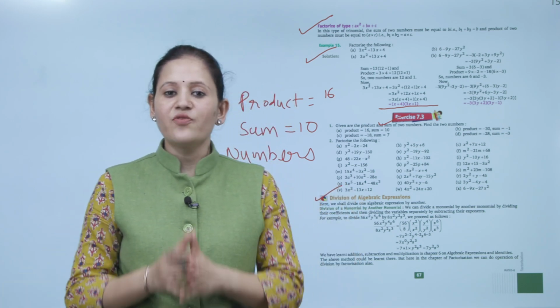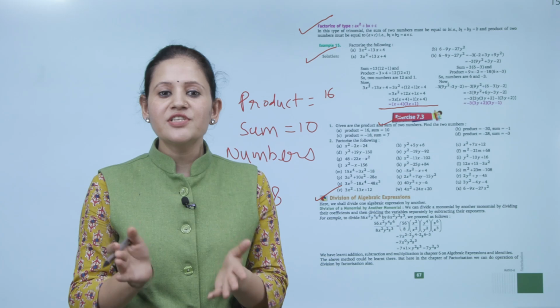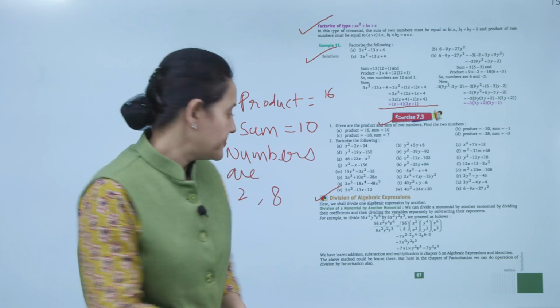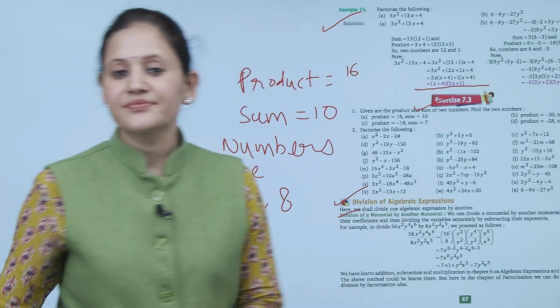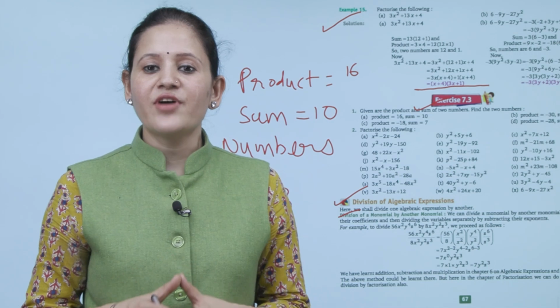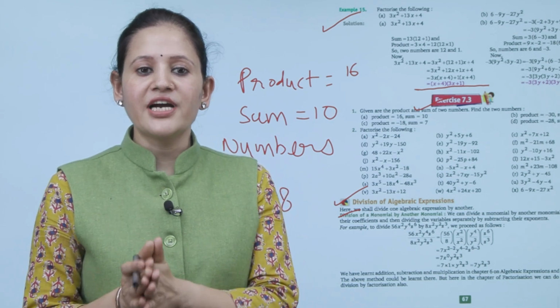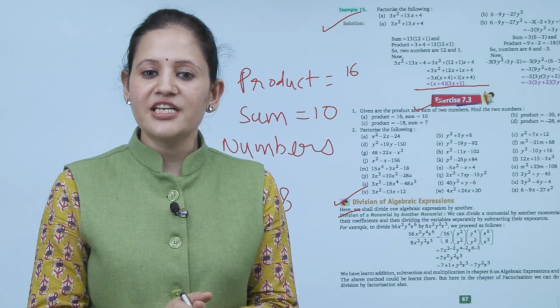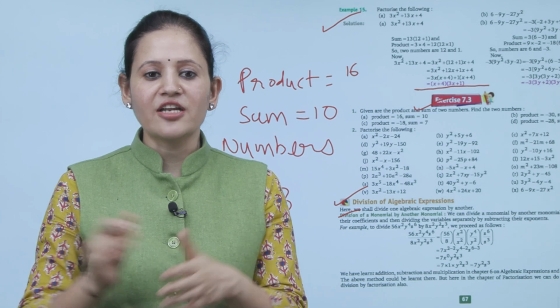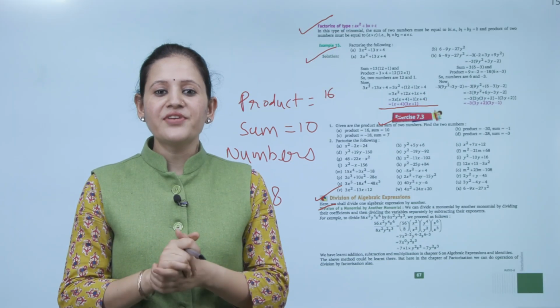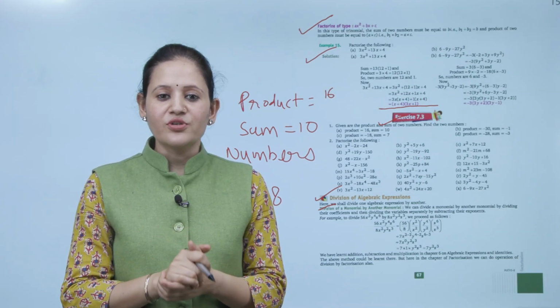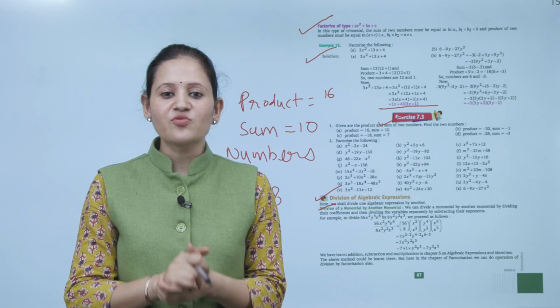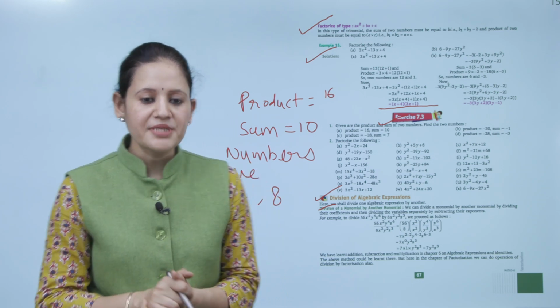Here we shall divide one algebraic expression by another. Division of monomial by another monomial. We can divide a monomial by another monomial by dividing their coefficients and then dividing the variables by subtracting their exponents. For example, to divide 56x square y4 z6 by 8x square y square z cube, we proceed as follows.